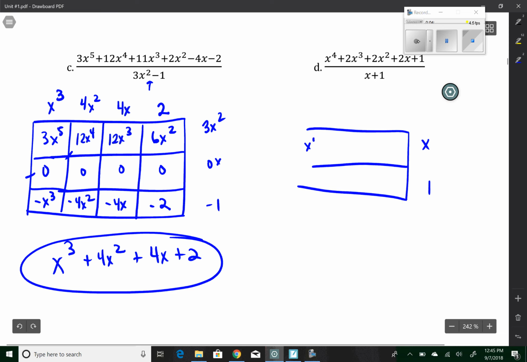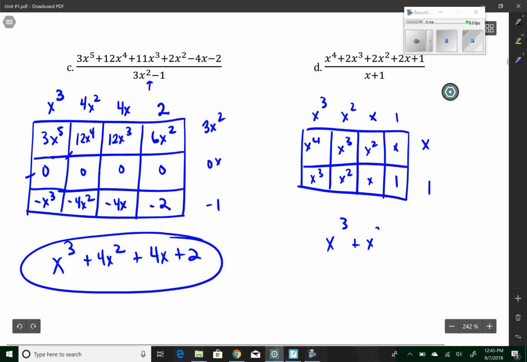First term I want to make is x to the 4th. Gives us x cubed. I want 2x cubed, so I need another x cubed. So that'll be x squared. I need 2x squared, so I need another x squared. So that'll be x. I need 2x, so that's another x. So I need 1. So I have x cubed plus x squared plus x plus 1. Pattern.